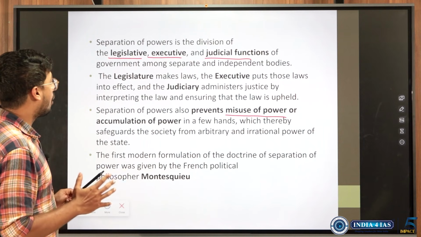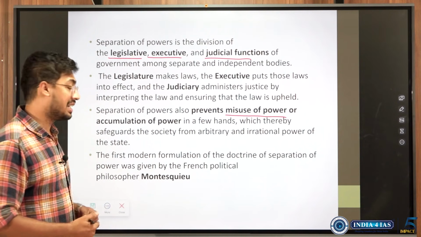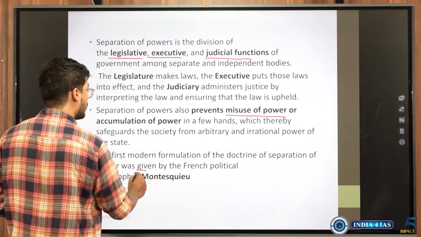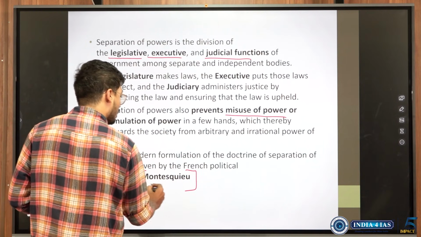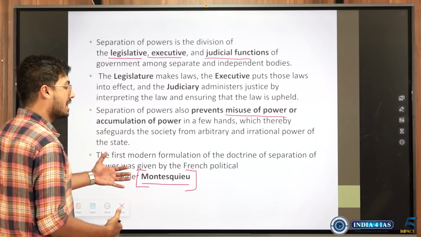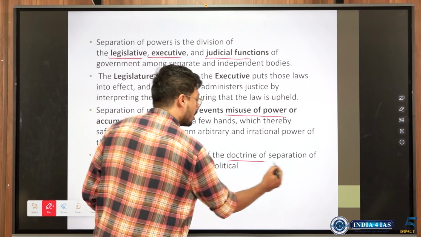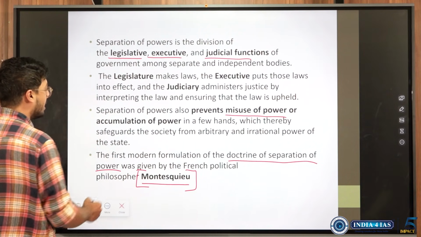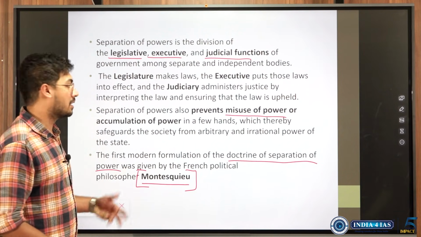And this idea of separation of powers is not new to us. It has been said by the 17th, 18th century philosopher Montesquieu. In sociology or PSIR, we study this in detail, that he spoke about the doctrine of separation of power. And that is what even India follows to date.